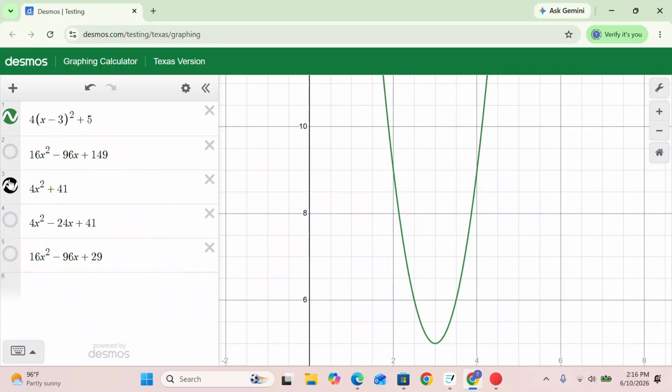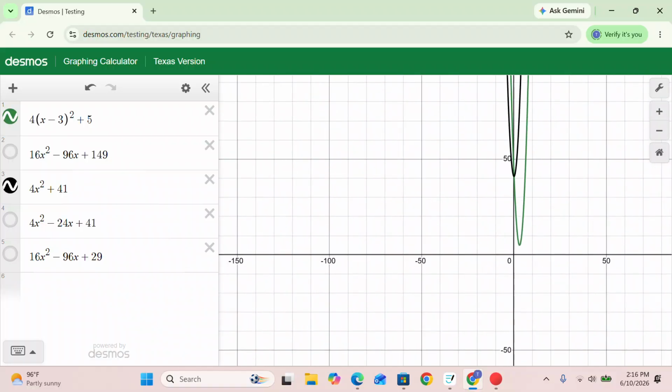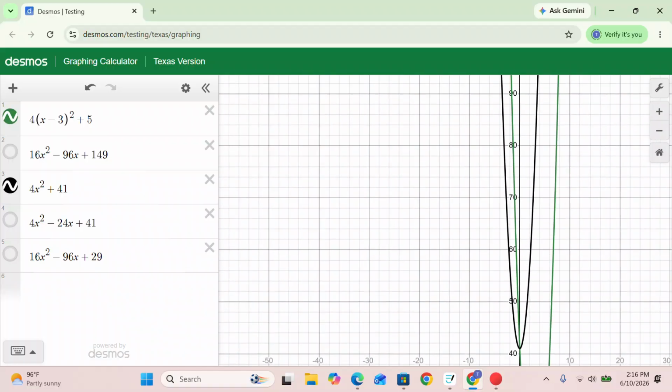That one looks good. Number 2. Number 3 looks good. Number 4 looks good. So I believe this one looks good. Why does it look good? Because if I would have shrunk it, look where it is. It's way up there. It's a tricky one. Yeah, it's a tricky one.